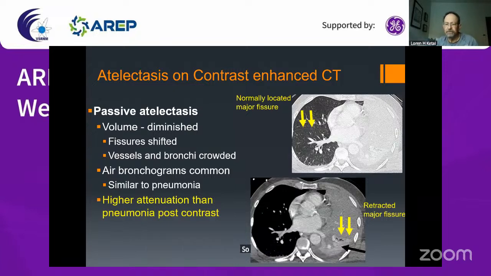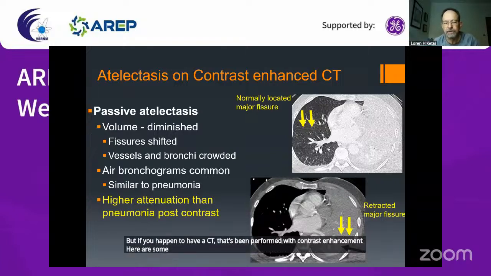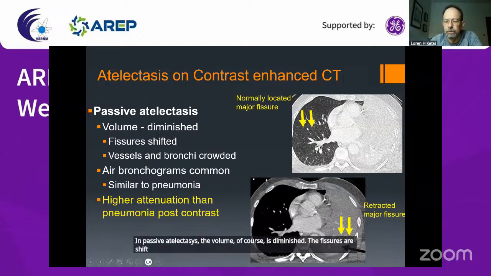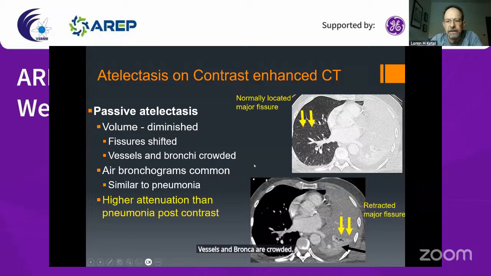Well, we usually don't do CT specifically for that, but if you happen to have a CT that's been performed with contrast enhancement, here are some things to look for. In passive atelectasis, the volume, of course, is diminished. The fissures are shifted, as you can see here, a normal fissure, and here, this retracted fissure. Vessels and bronchi are crowded. And in the setting of passive atelectasis, air bronchograms are common, just like you see in pneumonia.